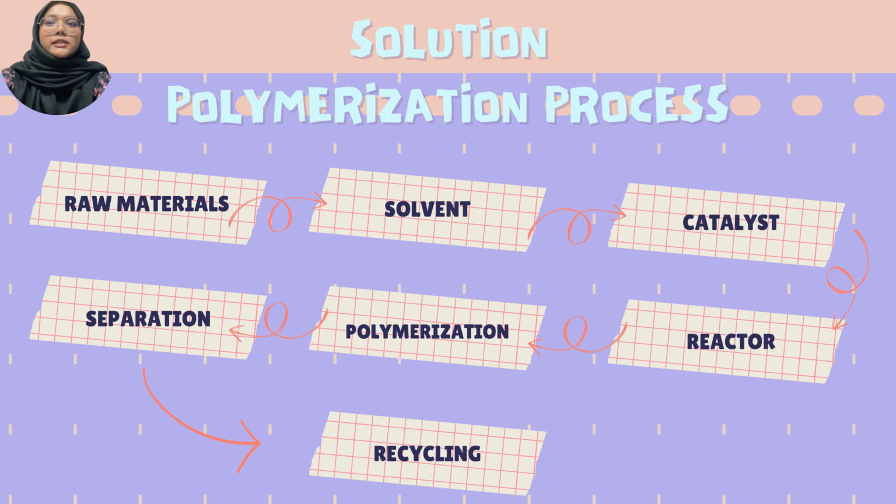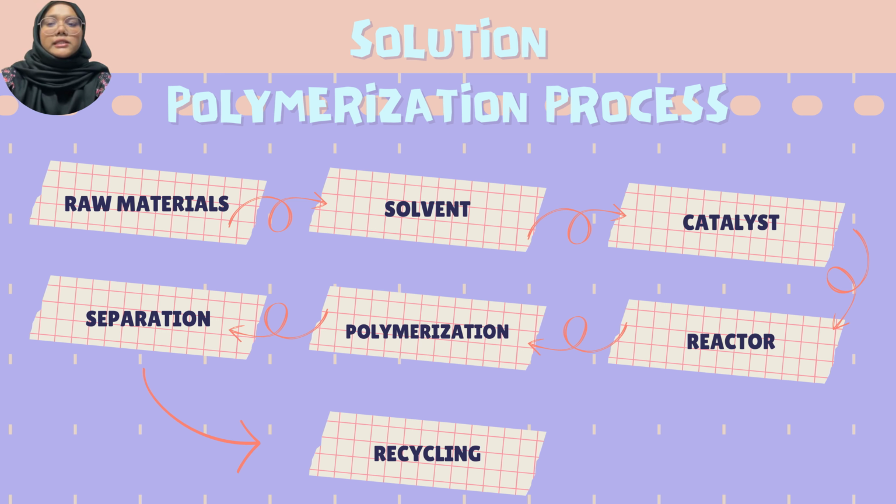Lastly, reactor. The reaction typically occurs in a stirred tank reactor or loop reactor under moderate pressures, 10 to 50 atm, and temperatures between 150 and 250 degrees Celsius. Next, polymerization. Ethylene reacts in the presence of the catalyst, and the solvent maintains the polymer in a dissolved state, ensuring a homogeneous reaction.